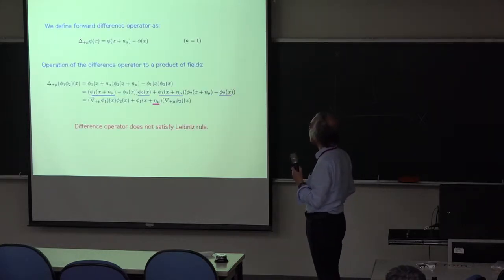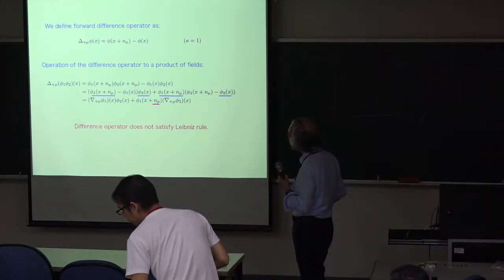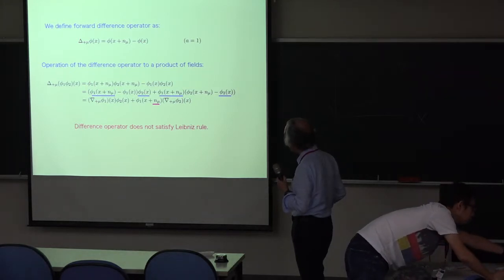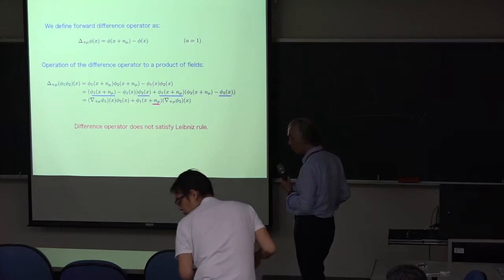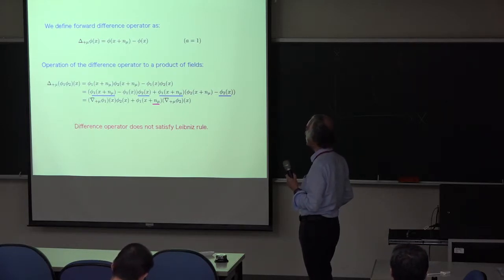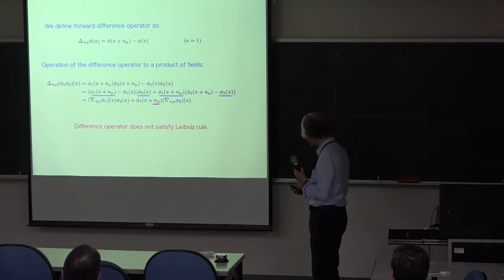Let me explain a very simple calculation in the beginning. Let me define the forward difference operator, which is defined like this. Usually the difference operator is the replacement of the differential operator, but here the lattice constant is simply taken to be 1 for simplicity. If I operate the difference operator on the product of two fields, this is the definition. I add and subtract the same term, phi 1(x + n_mu) phi 2(x), and then this expression can be written down in this way. As you can see, there is some shift coming in. Therefore, the difference operator does not satisfy the Leibniz rule for the distributive operation. So this is one issue which is very crucial for the lattice SUSY formulation.